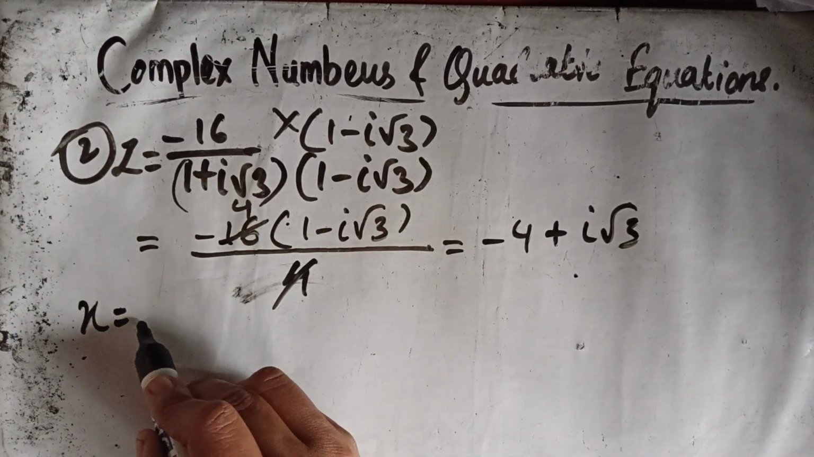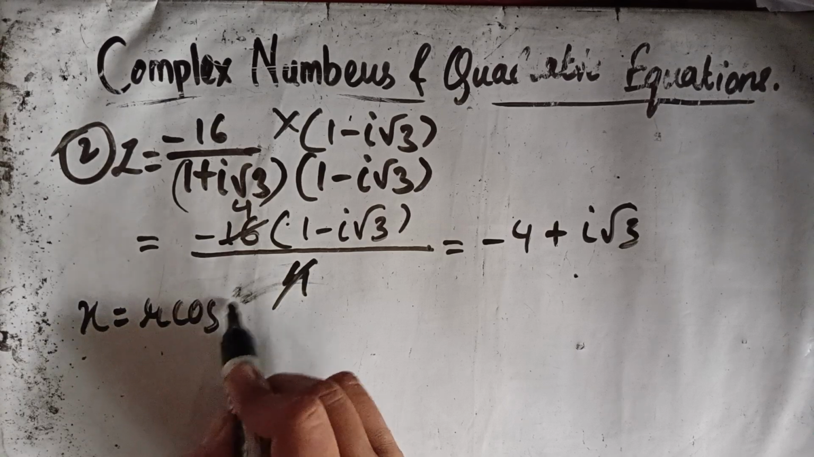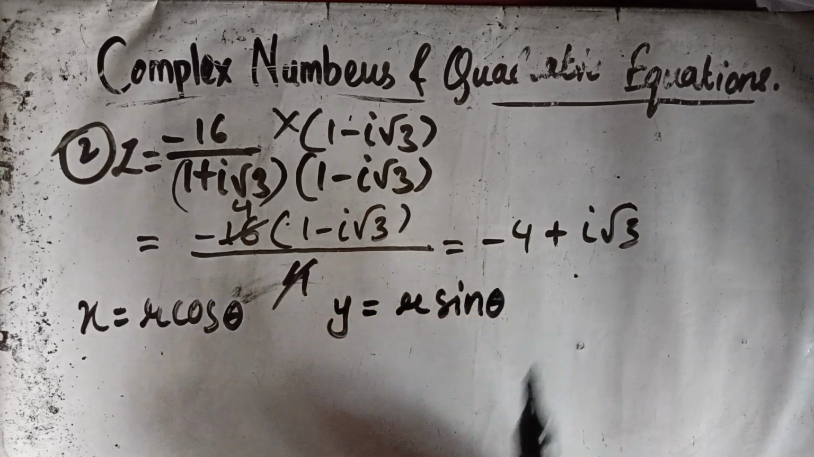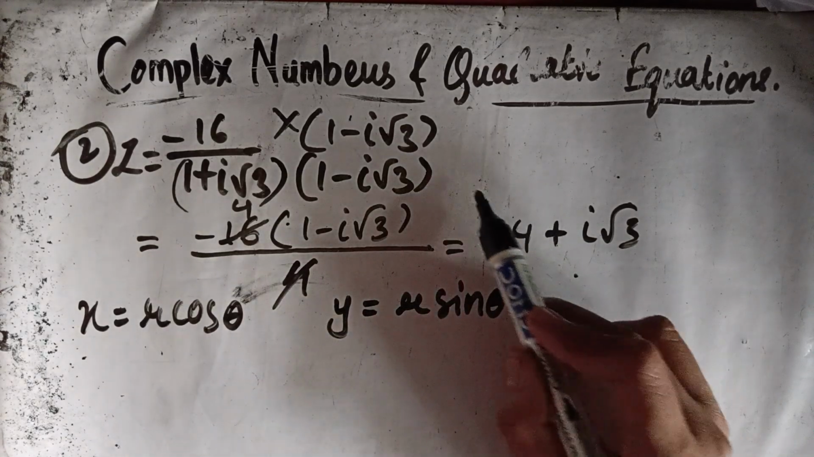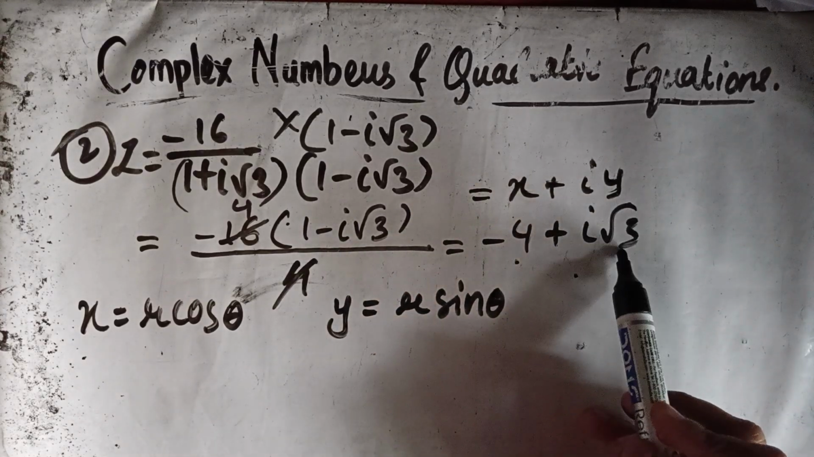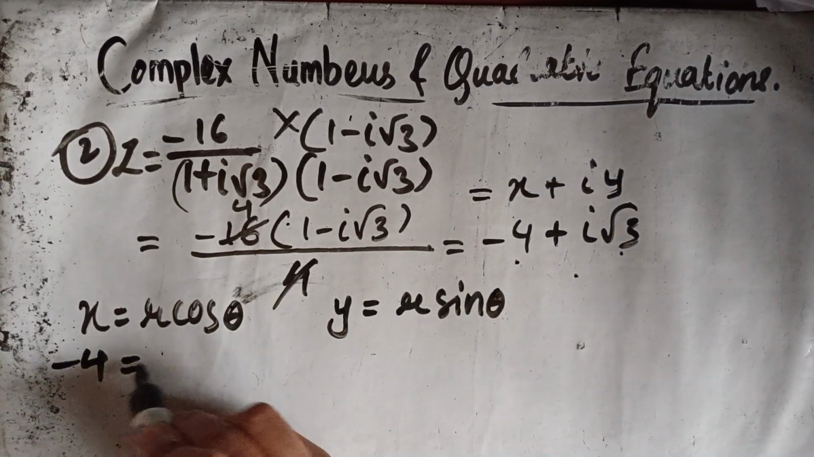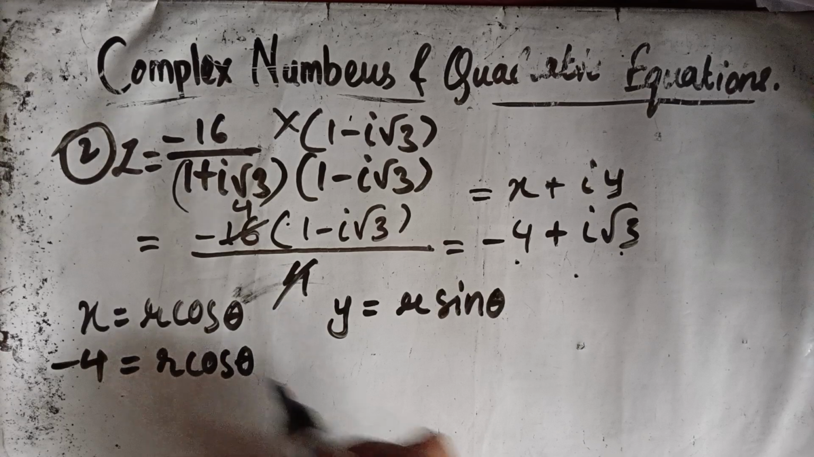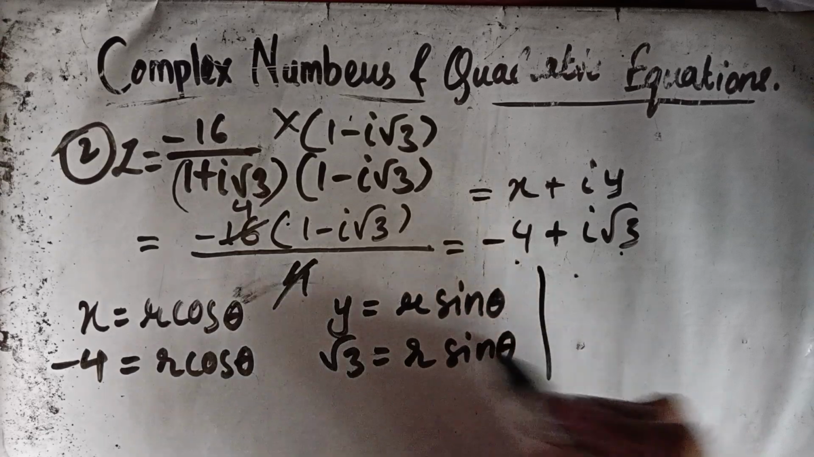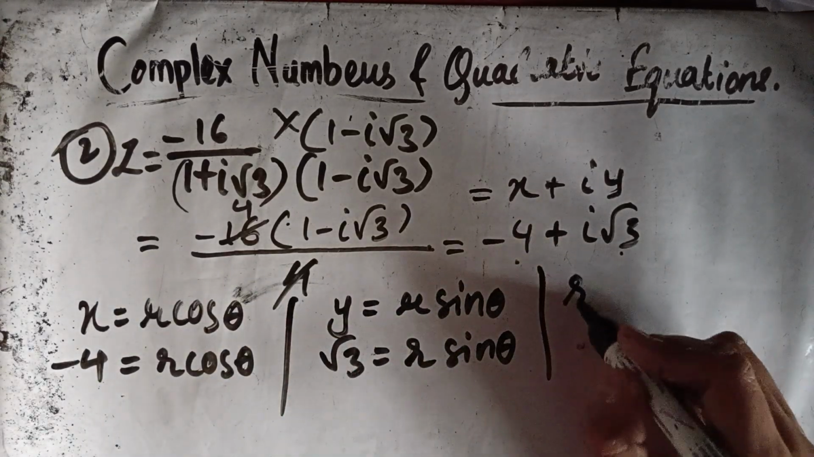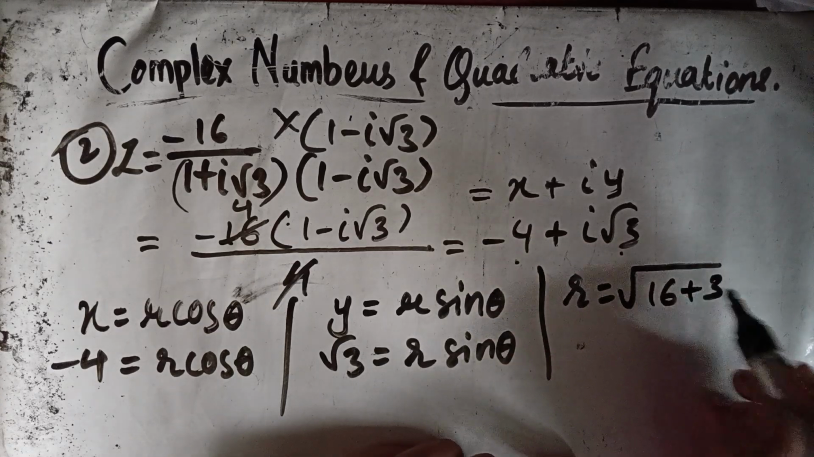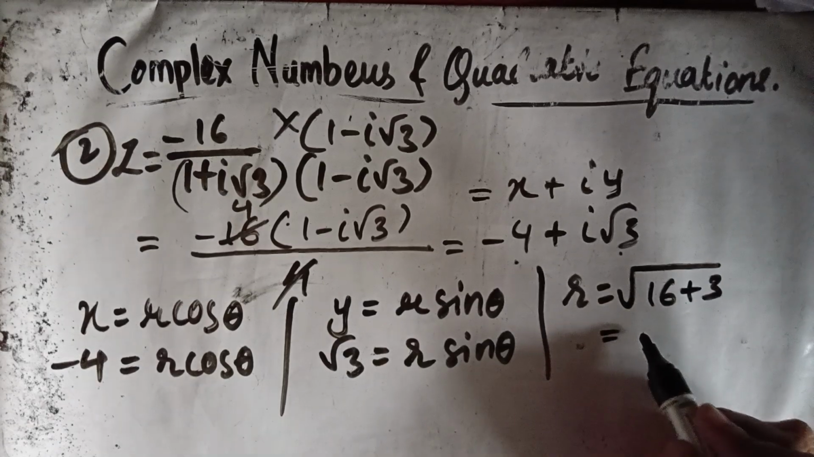X is r cos theta. Y is r sin theta. This is of the form x plus iy. X is minus 4. Y is root 3. You have to find r. Root of x square, 16 plus 3, root 19.